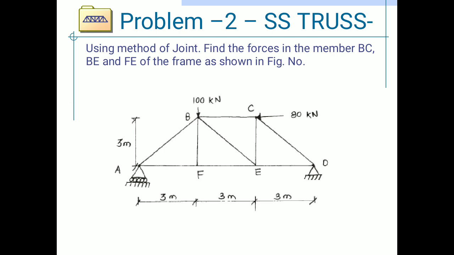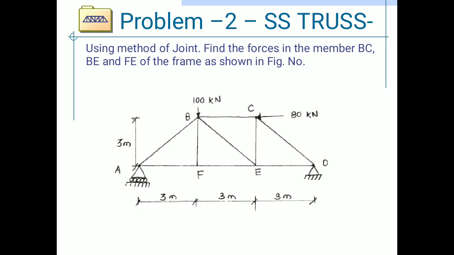Now move on to the second problem, that is the simply supported truss. A simply supported truss is as shown in figure, in which at joint B, a 100 kilonewton downward force is applied, and at joint C, an 80 kilonewton force is applied horizontally.